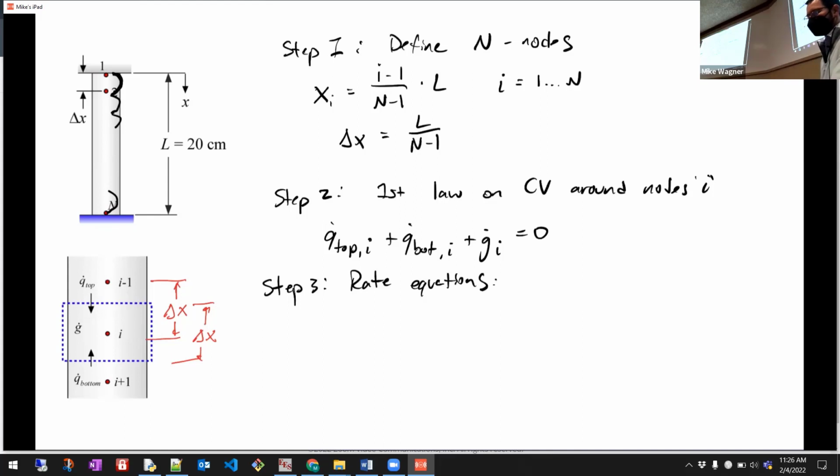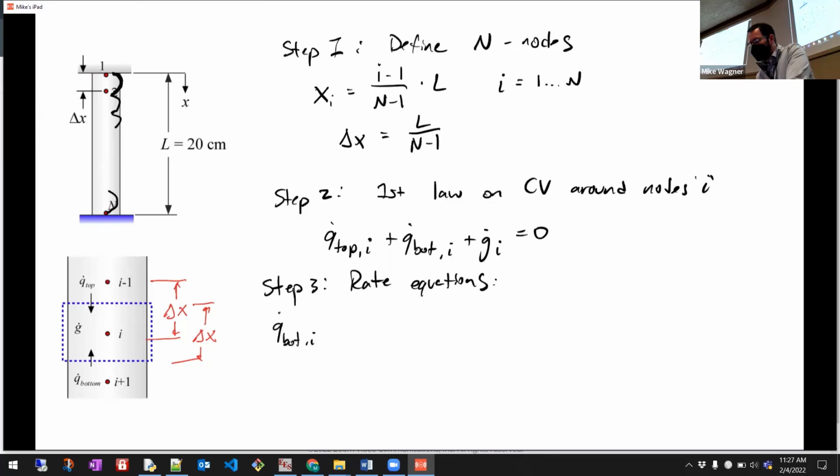Okay, so we need an equation for Q dot top, Q dot bottom, and G dot in order to solve this. And remember, now we're not doing this for a differential control volume, right? We're not saying Q dot R plus dr, doing the expansion, all that. We're using algebraic approximations, right? And that can be done using the resistance model. So let's start with, say, Q dot bottom.